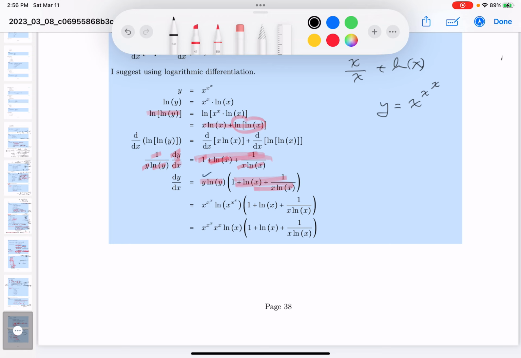And I know what y is. And what's the natural log of y? The natural log of y is x to the x times ln x. Let me show where that's written down. So we got this part, we got this part, and we simplified it. So what do you get over there? We got this, and we got this times this, and we're done.